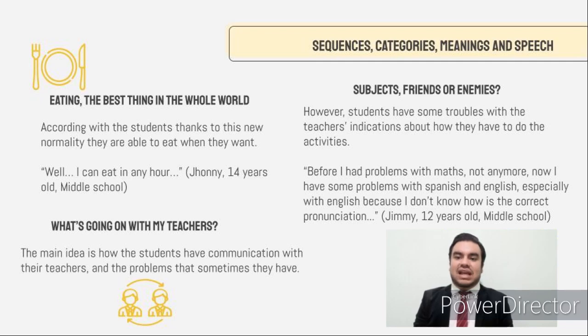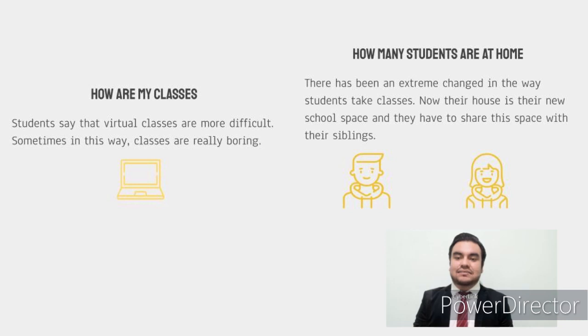Students can see some advantages, however, they have some troubles with the teacher's indications about how they have to do the task. What's going on with my teachers? Here, the main idea is how students have communications with their teachers and the problems that sometimes they have. How are my classes? Students say that virtual classes are really difficult and sometimes are really boring.